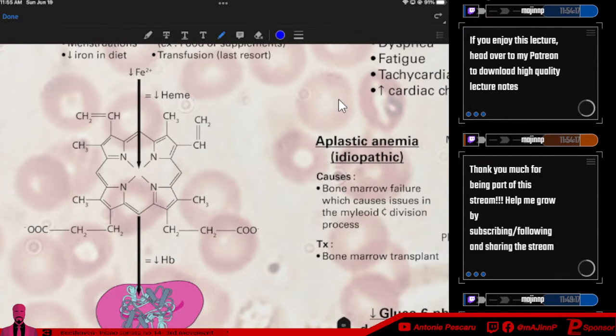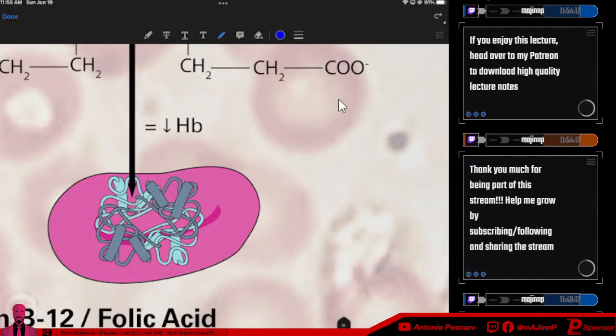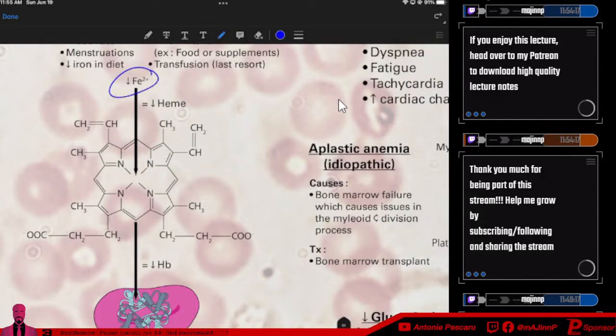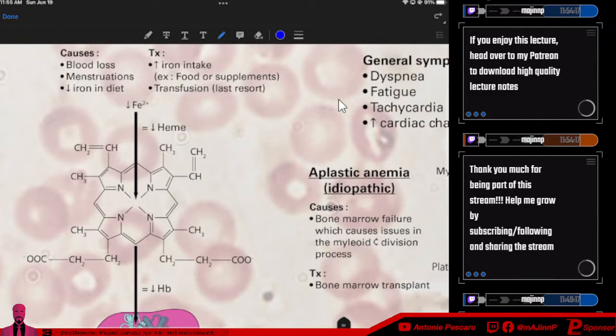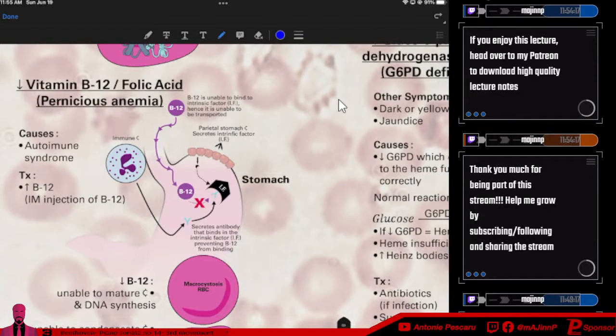So as you can see, usually what occurs is there's an iron missing, and that iron is just missing here inside of the red blood cell. It's really straightforward. So a decrease in iron means a decrease in heme. A decrease in heme means a decrease in your hemoglobin, basically. You could also have a decrease in vitamin B12 or folic acid, depending on what you eat.